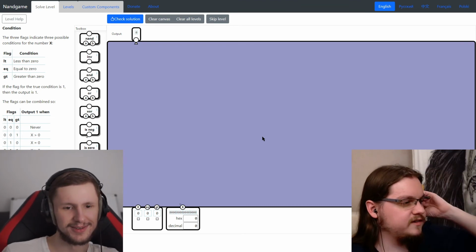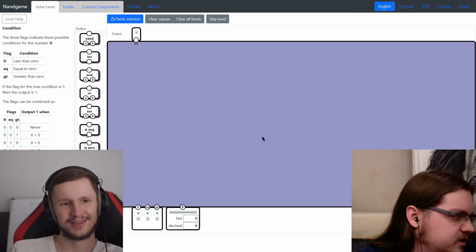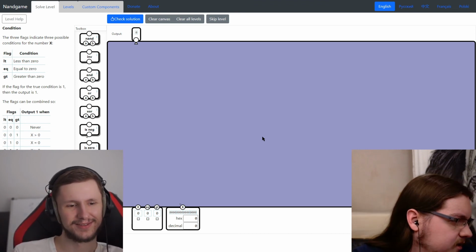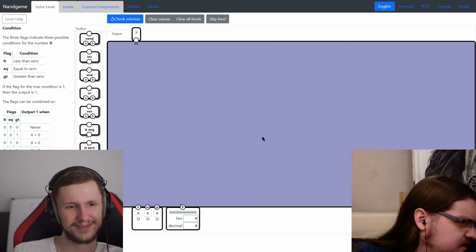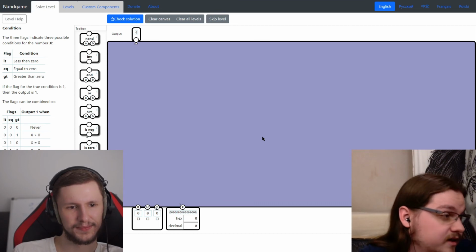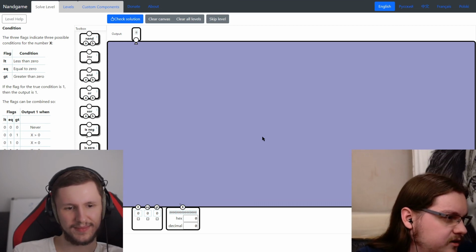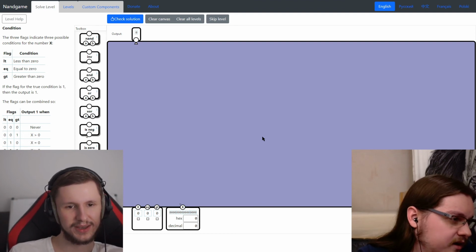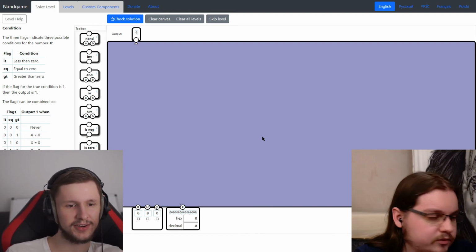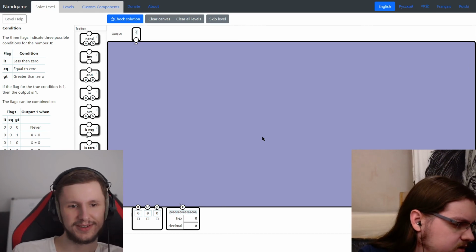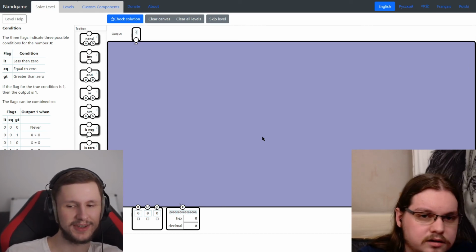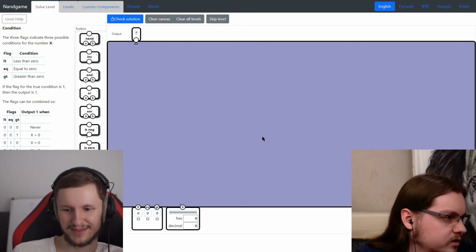Yes. The three flags indicate three possible conditions for the number X. LT is less than 0, EQ is equal to 0, and GT is greater than 0. I was actually going into branches. After this, we're Turing complete. Oh, cool.